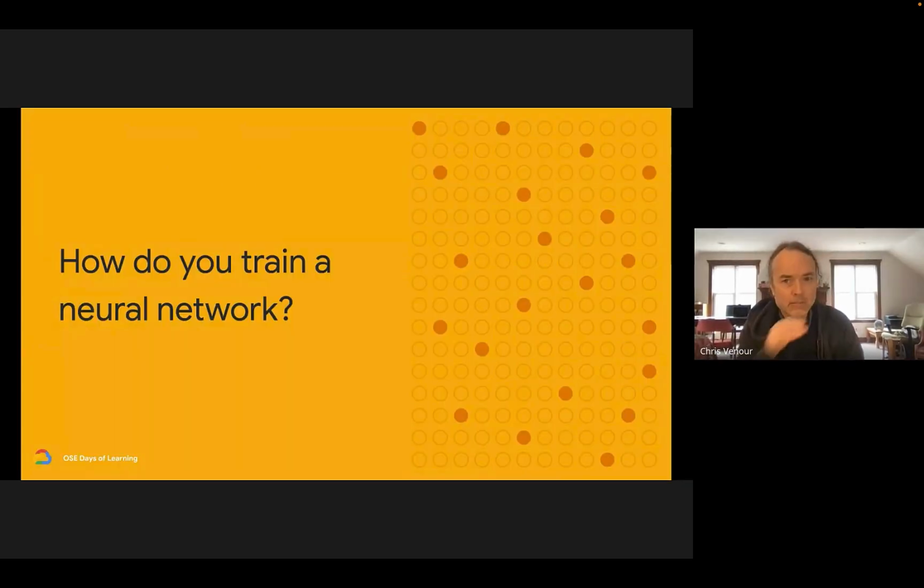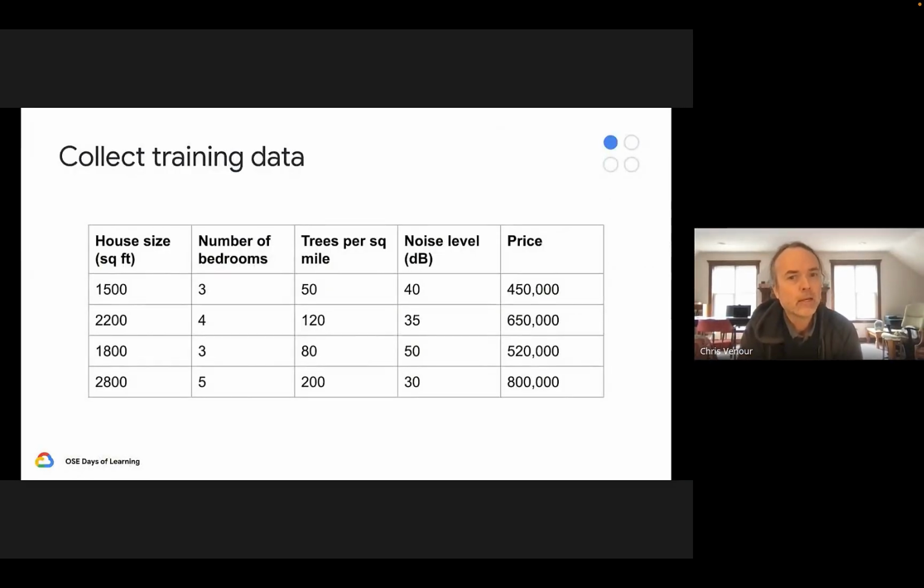Okay, so we've seen the basic architecture of a neural network. Now let's look at how you train one. Let's continue with the house prices example. To train the neural network, we'll provide it with a whole bunch of examples, but in this table, I'm only showing 4 training examples. Each row in the table is a single training example, but normally you would have hundreds or thousands or tens of thousands of training examples.